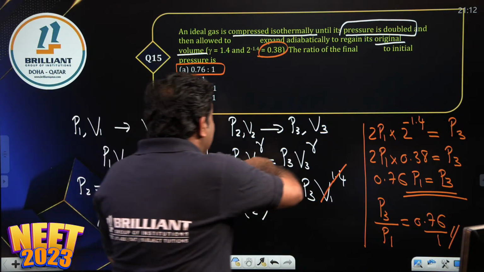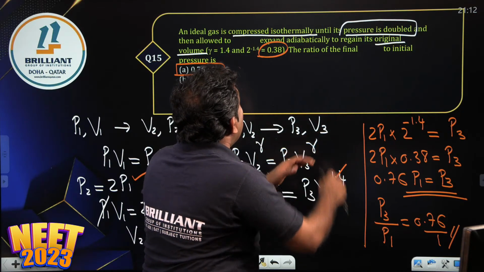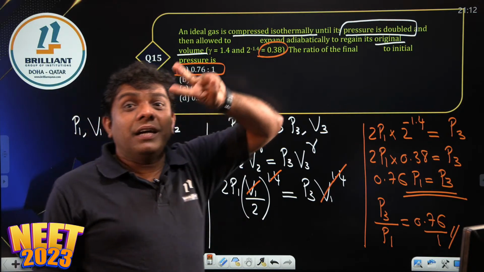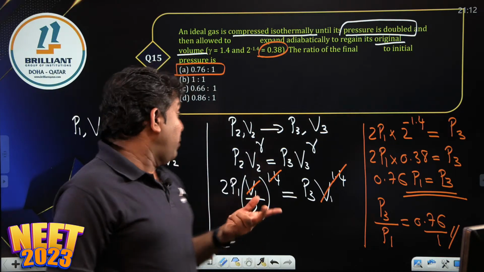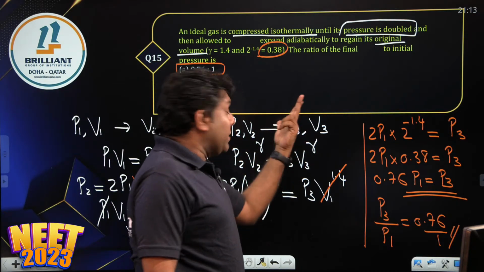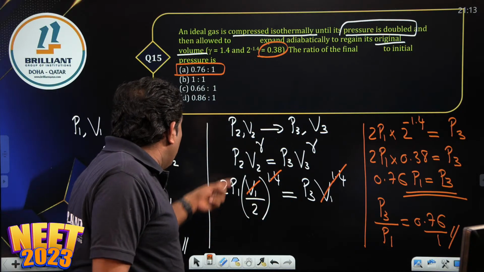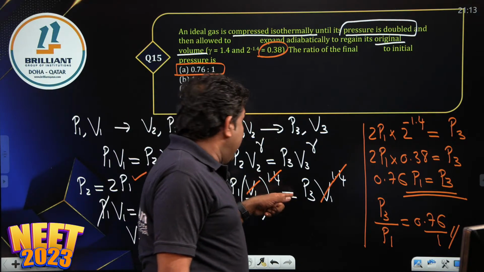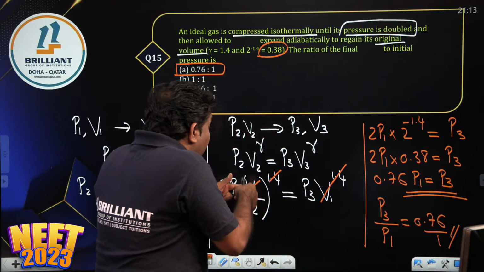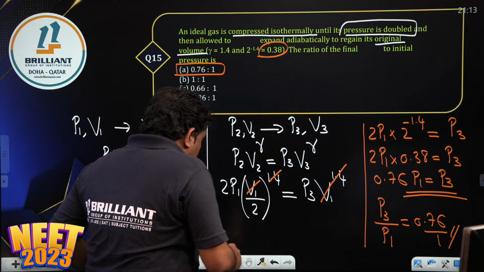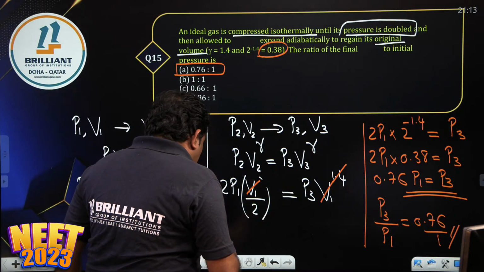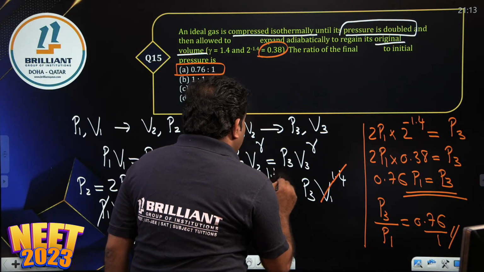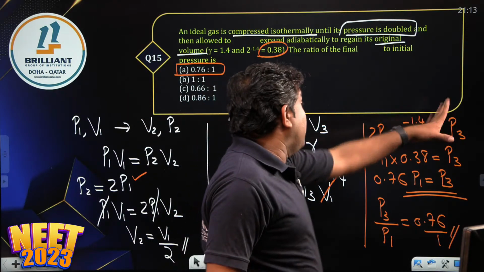Now that is changing from P2 V2 to P3 V3 by an adiabatic process. In an adiabatic process, PV raised to gamma is a constant. So we have P2 V2 raised to gamma is equal to P3 V3 raised to gamma. Substituting the values, instead of P2 we have 2P1, V2 is V1 by 2 raised to 1.4, and here P3 V1 raised to 1.4. V1 raised to 1.4 is cancelling, but the denominator 2 is still there. So 2P1 into 2 raised to minus 1.4 is P3.